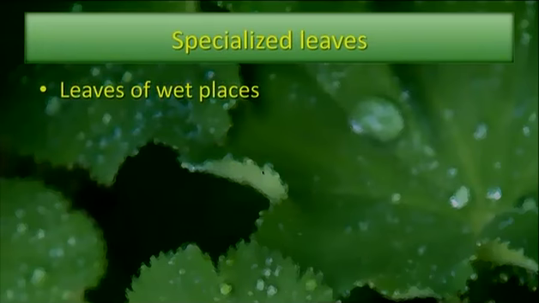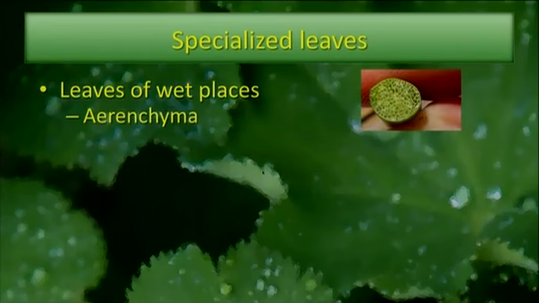Now leaves of wet places have less xylem. The mesophyll has lots of air spaces, and that's called parenchyma. So you can see here a leaf of a water plant between the finger and thumb of a person, so you can actually see the air spaces of parenchyma in this leaf from a water plant.